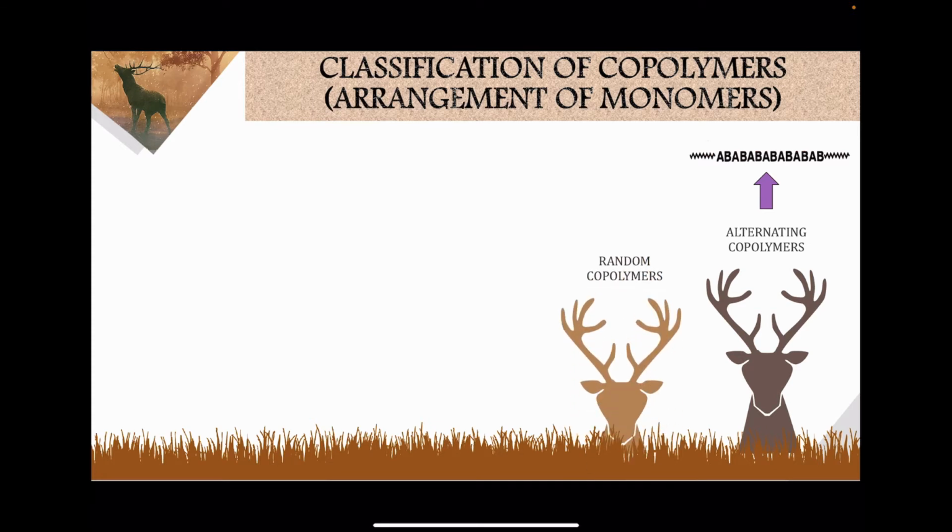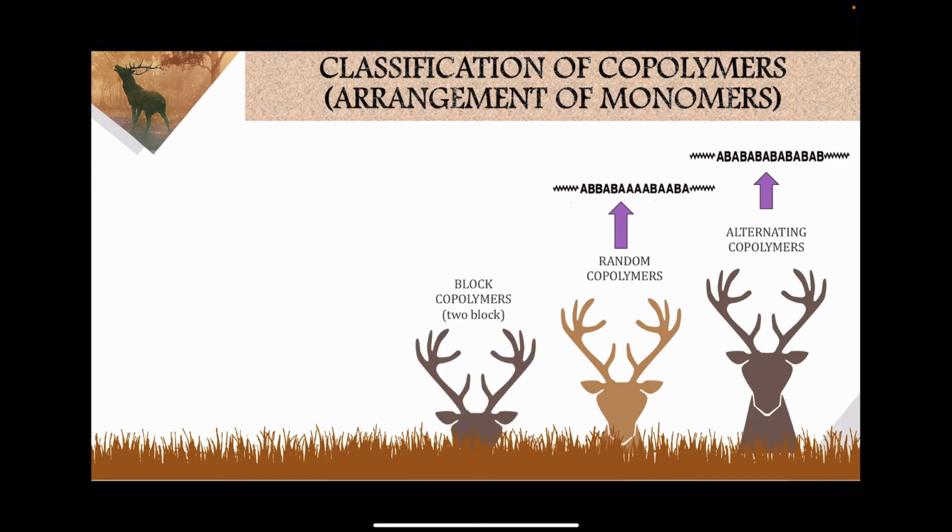The next one is the random copolymer, where two types of polymer just randomly attach to form the copolymers. The third one is block copolymers. Block copolymers with two blocks means that a block of two types of monomers attach to each other to form the copolymers, which means we have A blocks and B blocks, and then these two blocks of polymers will link each other to form the copolymers with two blocks.